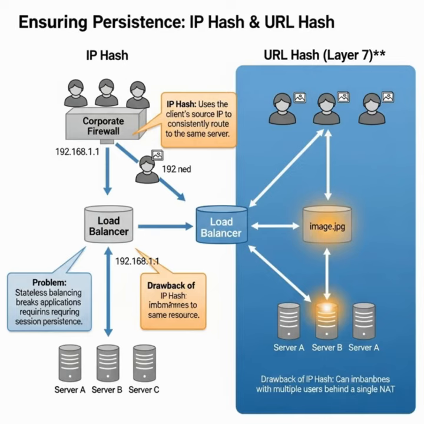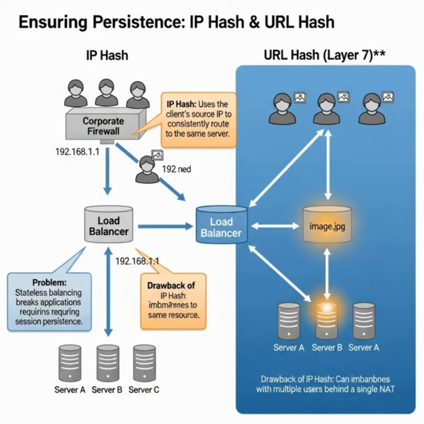A more granular approach is URL hash, a form of Layer 7 load balancing. Here, the load balancer hashes a component of the URL. This is incredibly powerful for caching. For example, all requests for /images/product123.jpg can be hashed to the same server, maximizing cache hits. It ensures that requests for the same content go to a server likely to have it cached, dramatically improving performance for content-heavy applications.